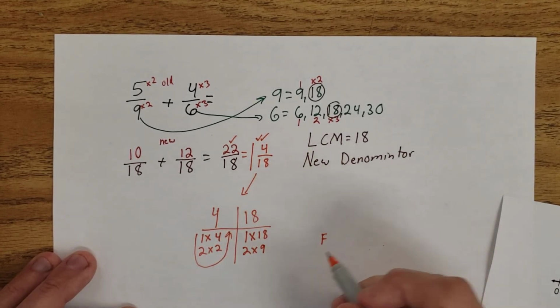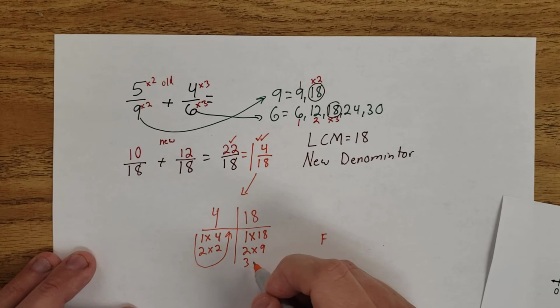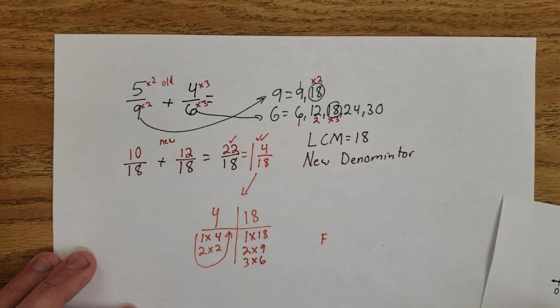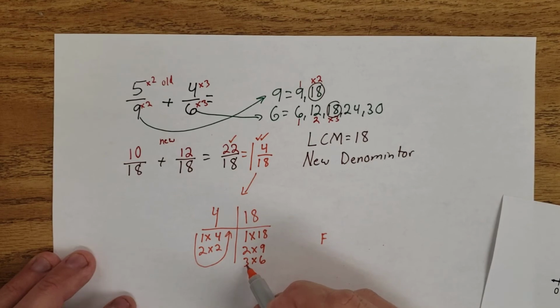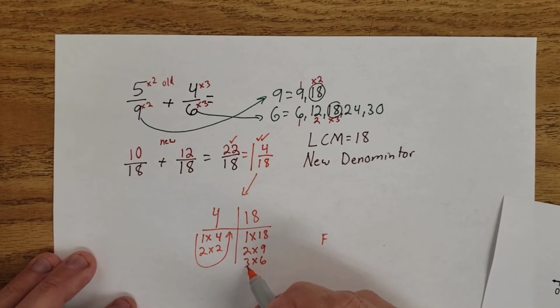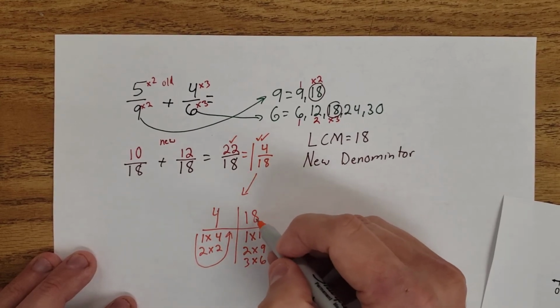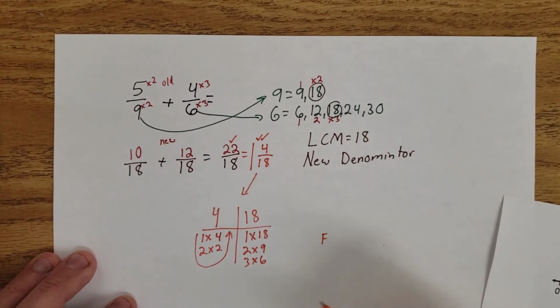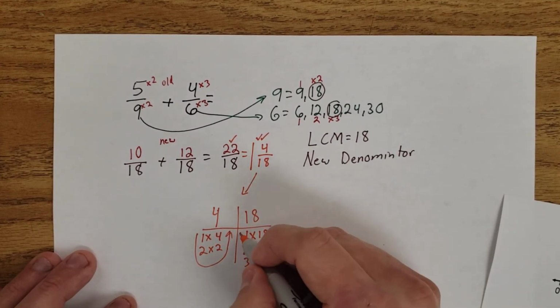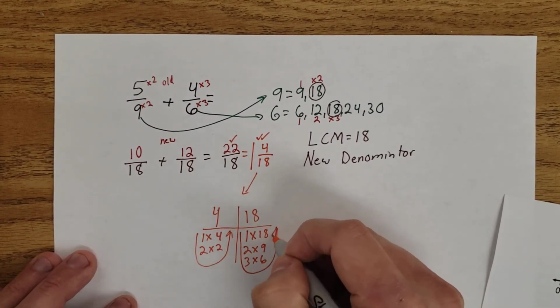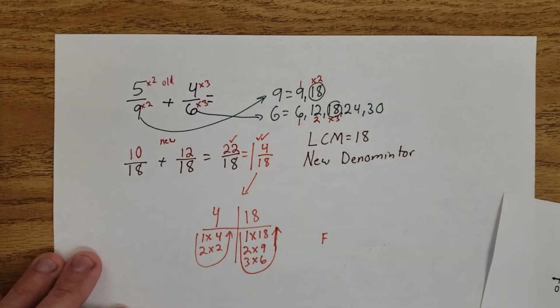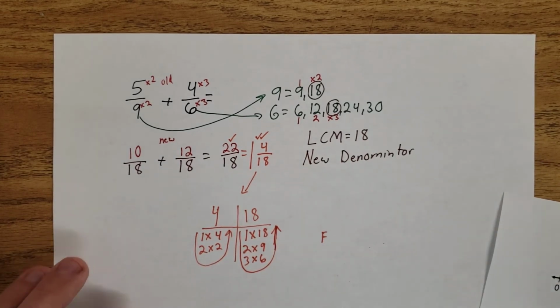Then try 3s. 3s work too. 3 times 6 is 18. Then try your 4s. 4s don't work. 4 times 4 is 16, and 4 times 5 is 20, so 4s don't work. Next is 5s. 5s aren't going to work because 5s only make numbers that end in 0 or 5. So then we go to 6s. We already have a 6 on our list, so you're done.